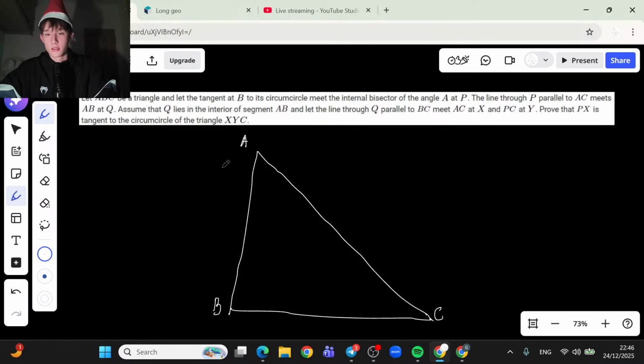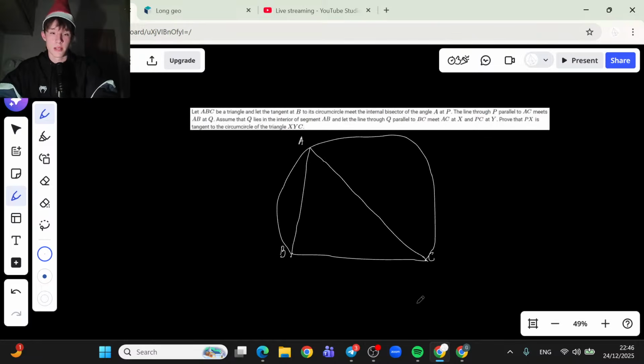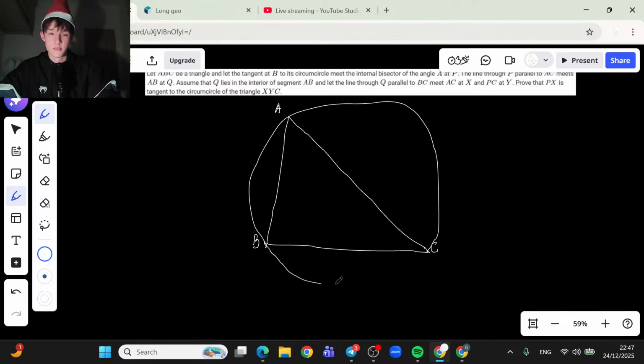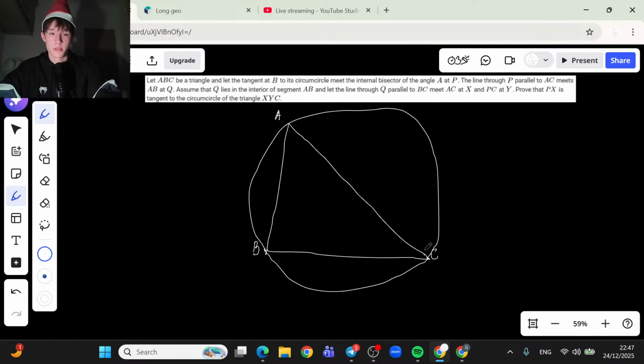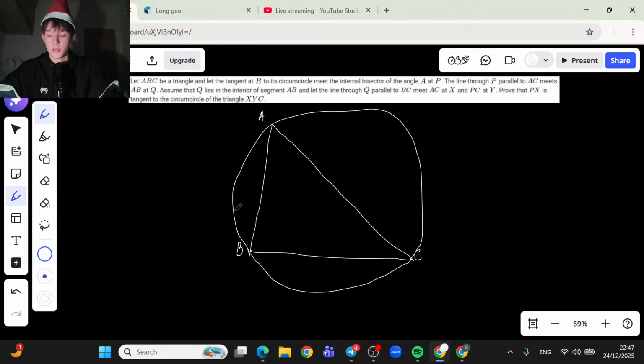Let ABC be a triangle. Let the tangent at B to its circumcircle meet the internal bisector of angle A at P. Okay, let's start. So we have the circle, and the diagrams are bad, and sometimes solving with bad diagrams helps you practice your intuition, which is a good thing. But in retrospect, do try to make your diagrams as good as you can, because it actually makes a big difference. It really does.